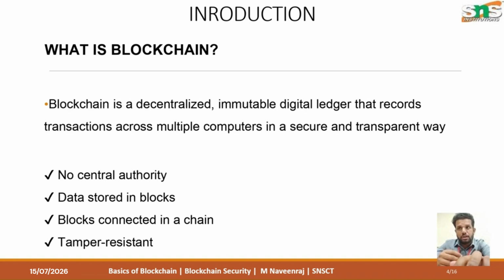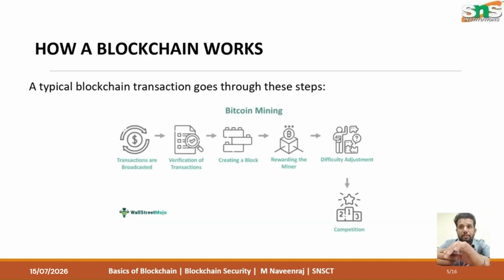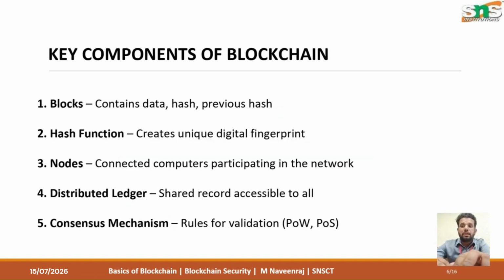Then the history of blockchain. In 1991 this concept originated, when Scott Haber and Scott Sternett proposed a cryptographically secured chain of blocks. The goal was to prevent document tampering. In 2008, the birth of blockchain was given by Satoshi Nakamoto, who published the Bitcoin white paper. Then in 2009, Bitcoin launched. In 2015, Ethereum. From 2018 to present, blockchain is used in banking, healthcare, supply chain, voting, NFT and Web3.